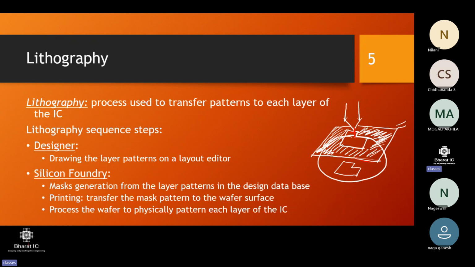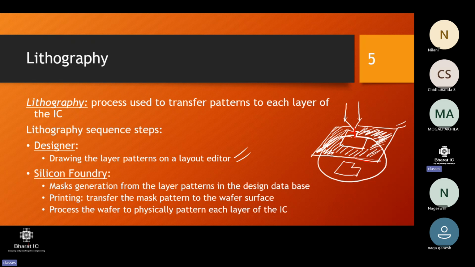So this is how the wafer is being fabricated using the lithography machine, and many other steps are also there. Lithography is one of the steps. The lithography sequence step: the designer draws the layer pattern in the layout editor, which is you guys, the analog layout engineers. Then the silicon foundry does mask generation from the layer pattern in the design database.